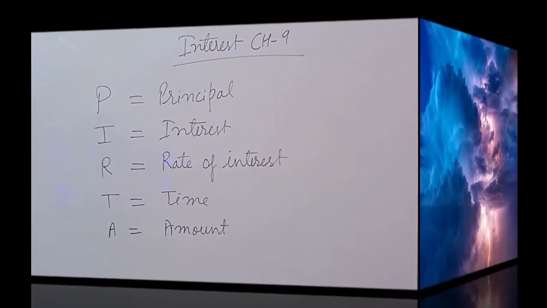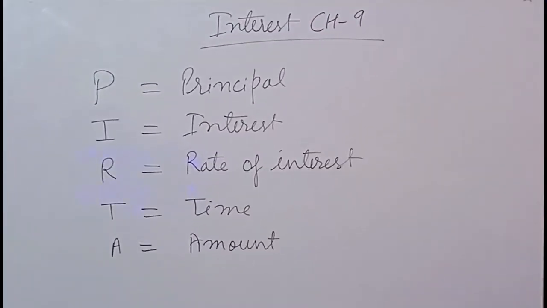Children, I am taking chapter 9, Interest. First, we will learn about the terms related to the chapter. First is the principal. Principal is the sum of money borrowed or lent. Second is interest. It is the money paid by the borrower to the money lender for the use of the money borrowed.